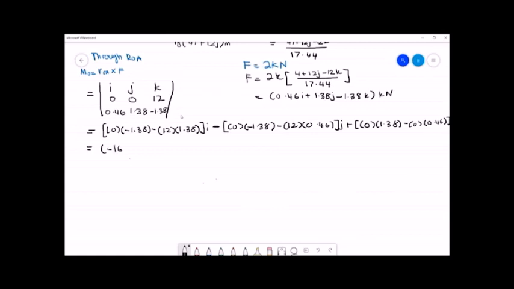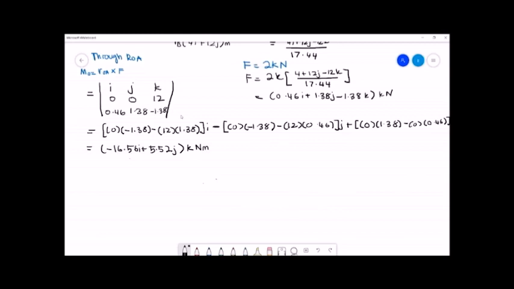which is equal to negative 16.56i plus 5.52j kilonewton meter.